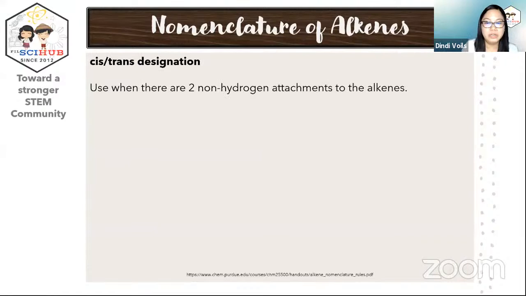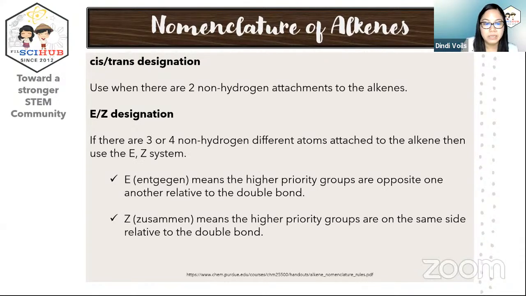So for the cis-trans designation, we use that whenever we have 2 non-hydrogen attachments to the alkene. And EZ designation is actually the more generic way of assigning these non-hydrogen attachments. But we normally use it if there are 3 or 4 different non-hydrogen atoms attached to the alkene. So E is a letter representing the German word Entgegen. Maybe I'm butchering the pronunciation, but it means the higher priority groups are opposite one another relative to the double bond. And Z for Zusammen means the higher priority groups are on the same side relative to the double bond. So we will have examples to make sense out of these rules.